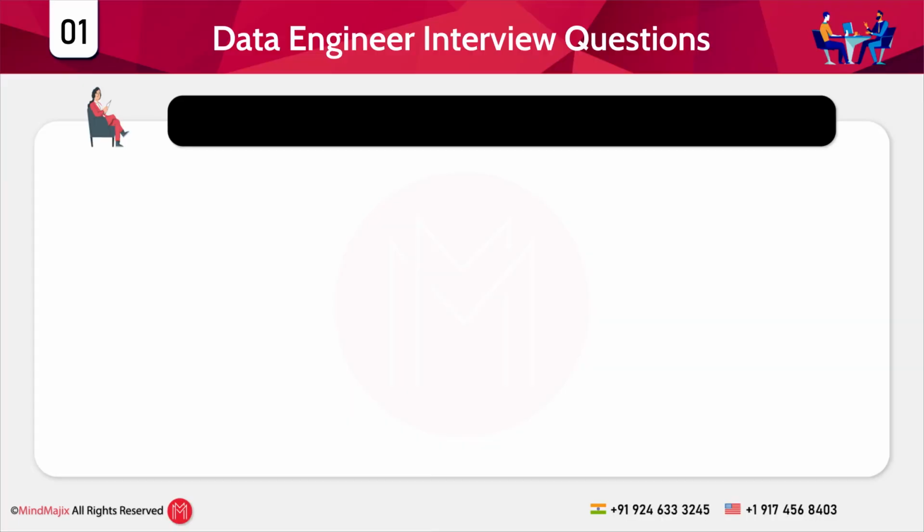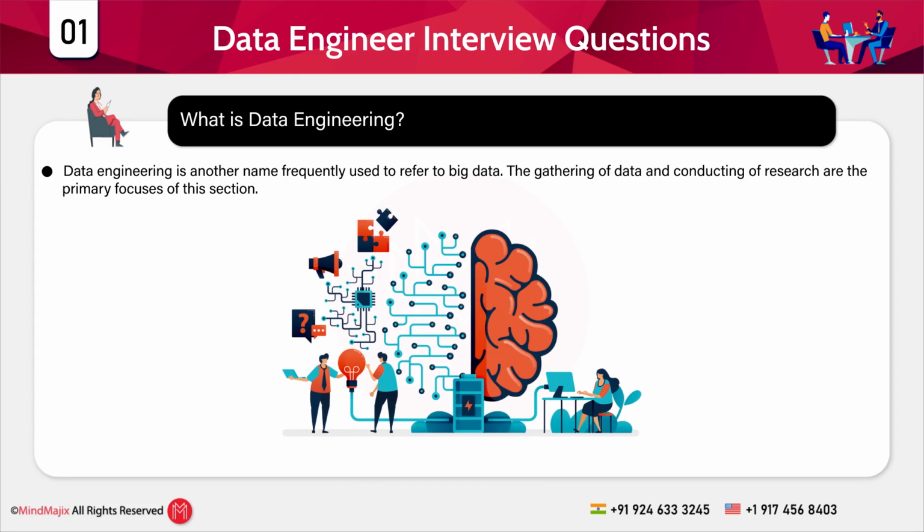The first question is a very basic and simple question. What do you mean by data engineering? Data engineering is another name that is frequently used to refer to big data. The gathering of the data and conducting of research are the primary focuses of this section. In simple words, the data produced by the various sources is unprocessed, and the process of transforming this raw data into informative material is aided by data engineering. So this was a quick definition of data engineering.